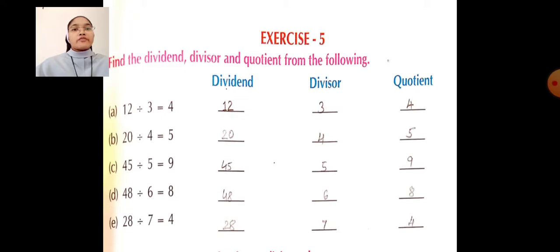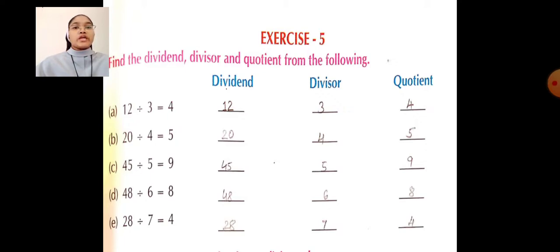20 divided by 4 equal to 5. 20 is the dividend, 4 is the divisor, 5 is the quotient. 45 divided by 5 equal to 9. Here 45 is the dividend, 5 is the divisor, 9 is the quotient. Next, 48 divided by 6 equal to 8. 48 is the dividend, 6 is the divisor, 8 is the quotient.